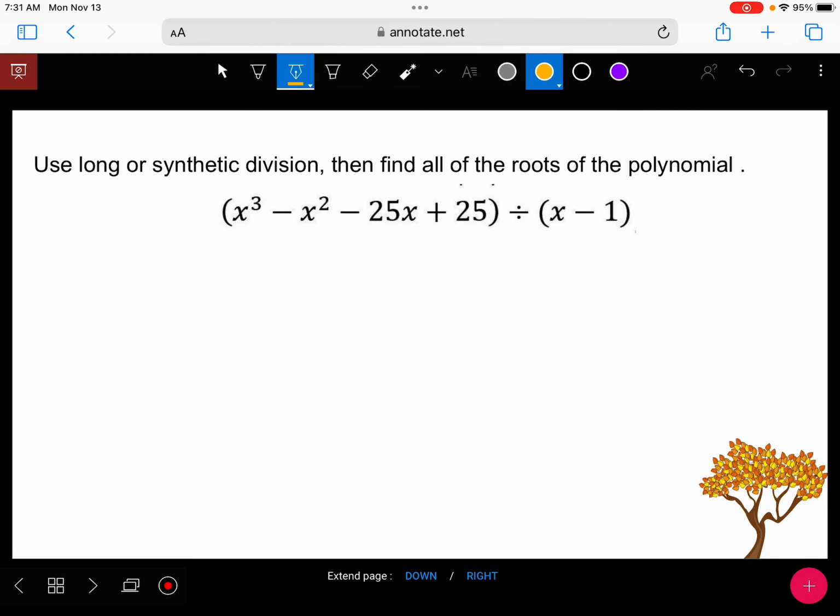We're going to do another one. We're going to find all the roots of the polynomial given this information. I know that x minus 1 is a root.